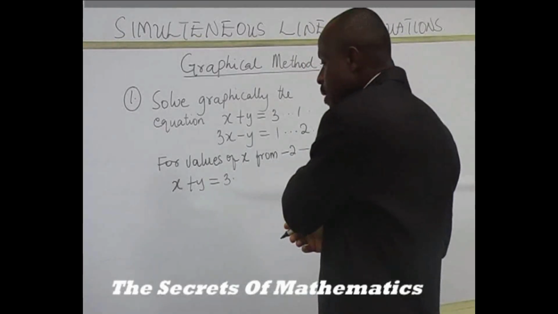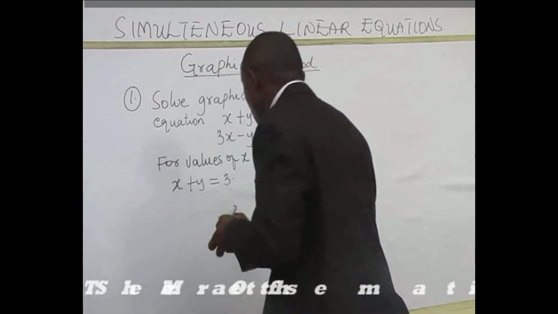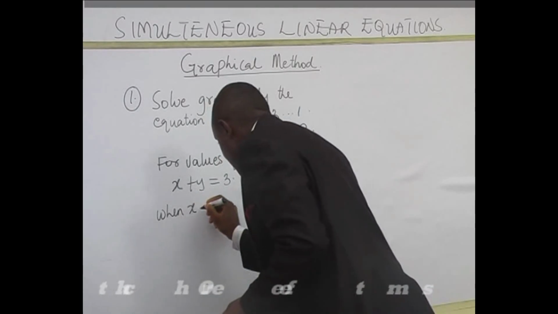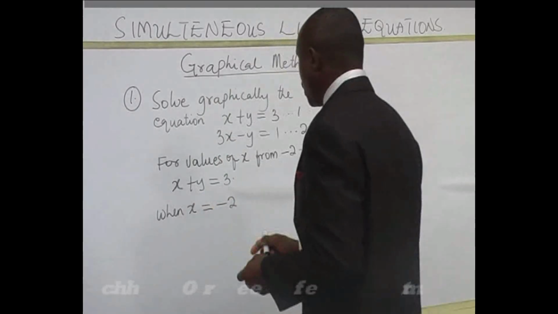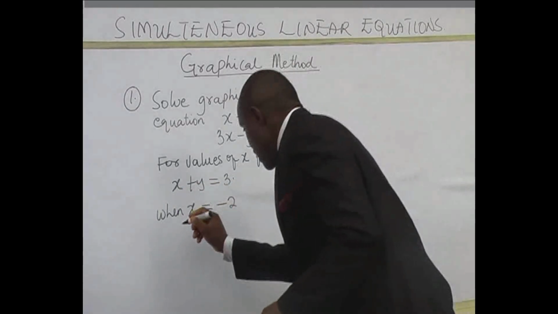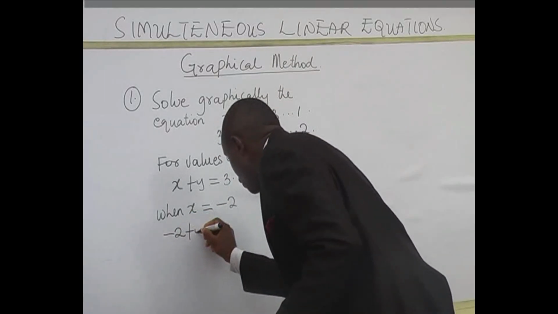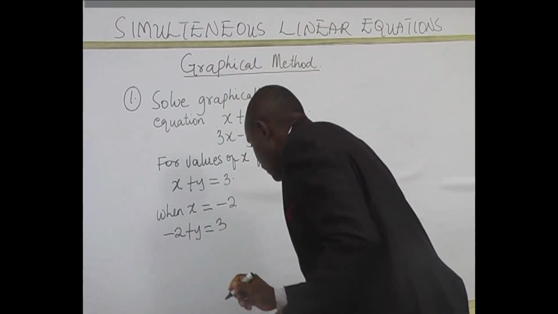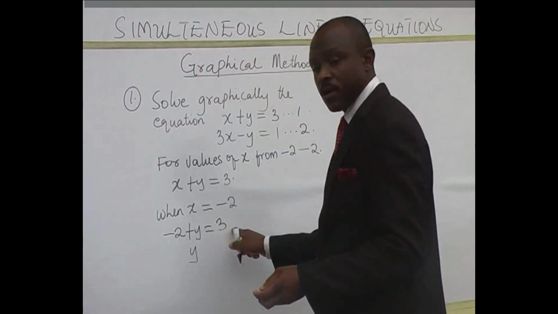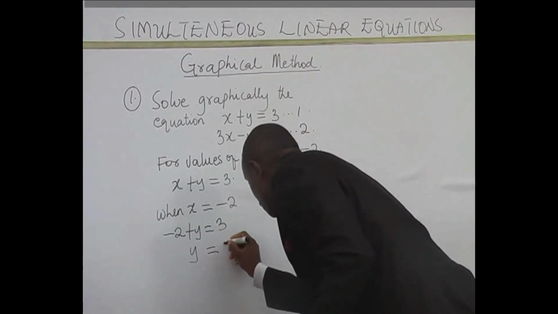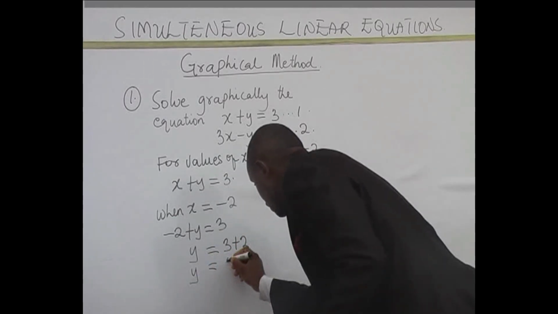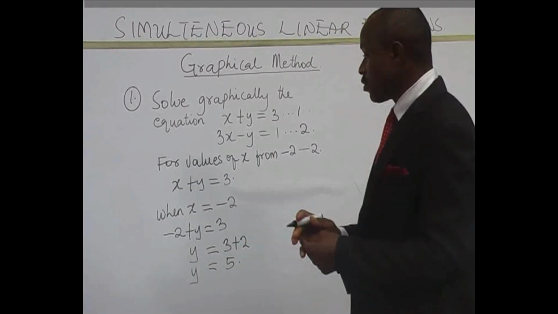So the first thing you do is, when x is equal to -2, begin to substitute -2 as the value of x in the equation. You have -2 plus y is equal to 3. -2 leaving the left hand side of the equation, coming here we change to plus. So you are going to have y is equal to 3 plus 2, which is 5. You have gotten the first value.